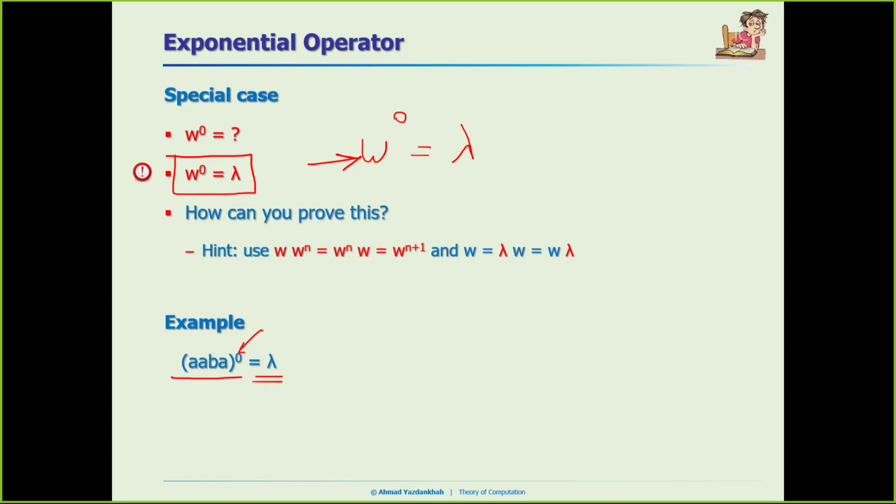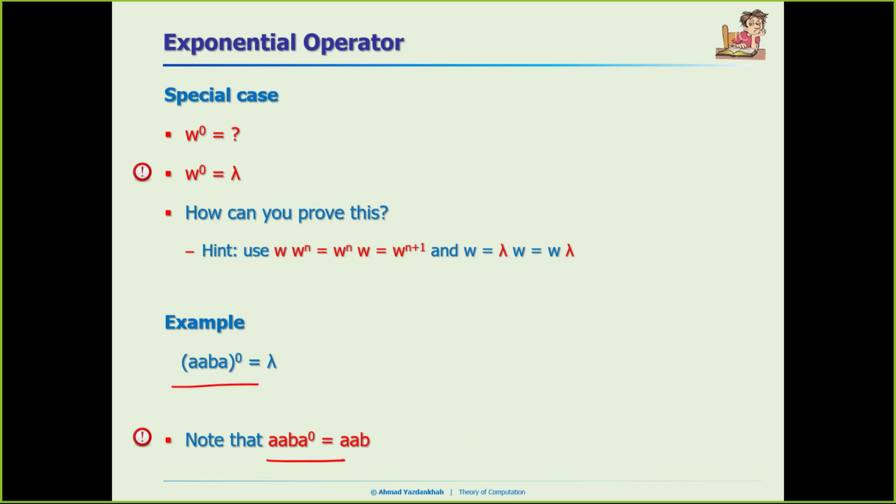For example, if we remove that parenthesis, we will get something like this, A to the 0. Then this 0 belongs to only just A. And this A to the 0 will be lambda. So what we get is B lambda, which is equal to only B. So pay attention to the difference between this and this.